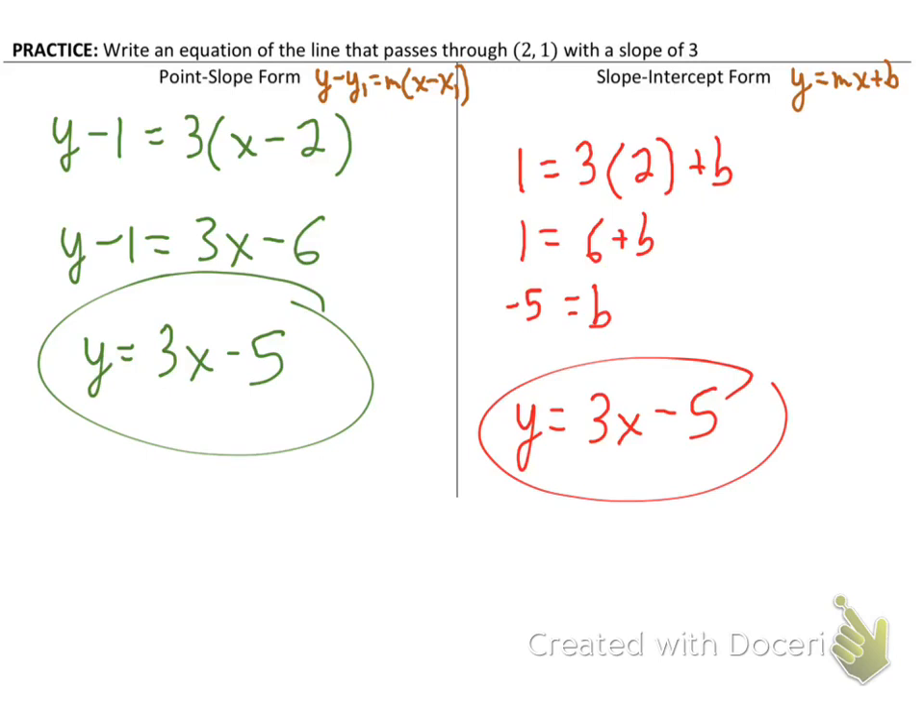Alrighty, so that'll wrap it up with this video. In the next video, we are going to figure out how to write the equation of a line given 2 points. I don't know the slope yet, but we're going to use those 2 points to find the slope. That'll be the next video.